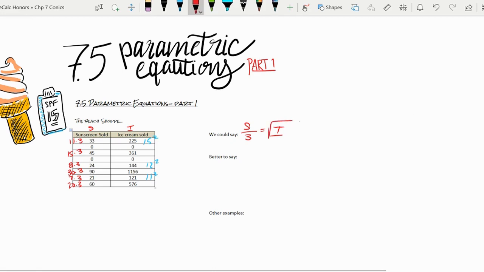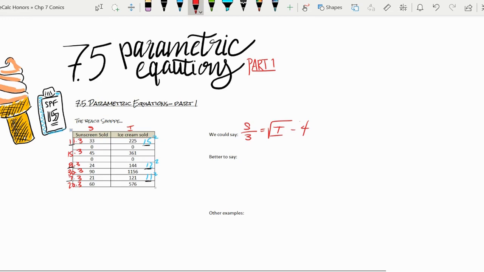They're all perfect squares, so we could take the square root of them all. And then let's relate those base numbers: 11 and 15, 8 and 12, 7 and 11. Those are related. If I take that base number 15 and subtract 4, I'll get 11. 12, subtract 4, get 8. 11, subtract 4, get 7. So if I take that square root of ice cream and subtract 4, I've got that sunscreen value divided by 3. So we just created a relationship between sunscreen and ice cream.